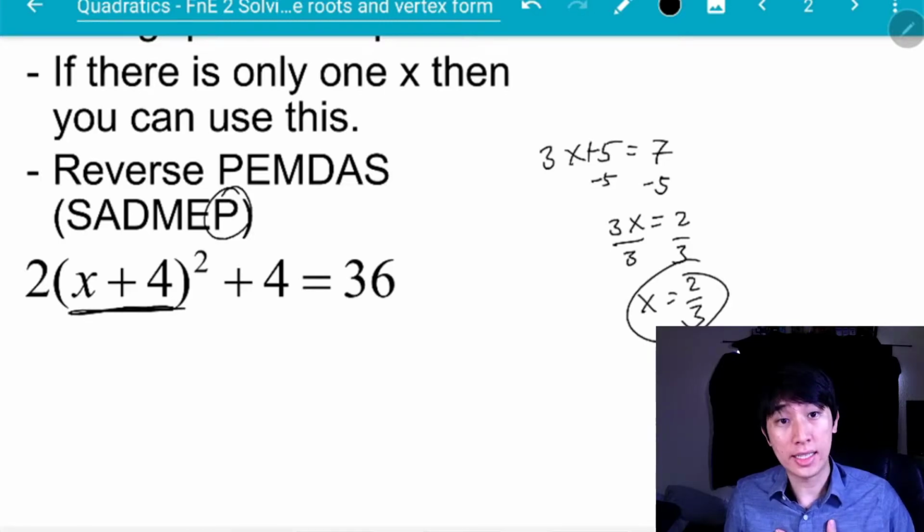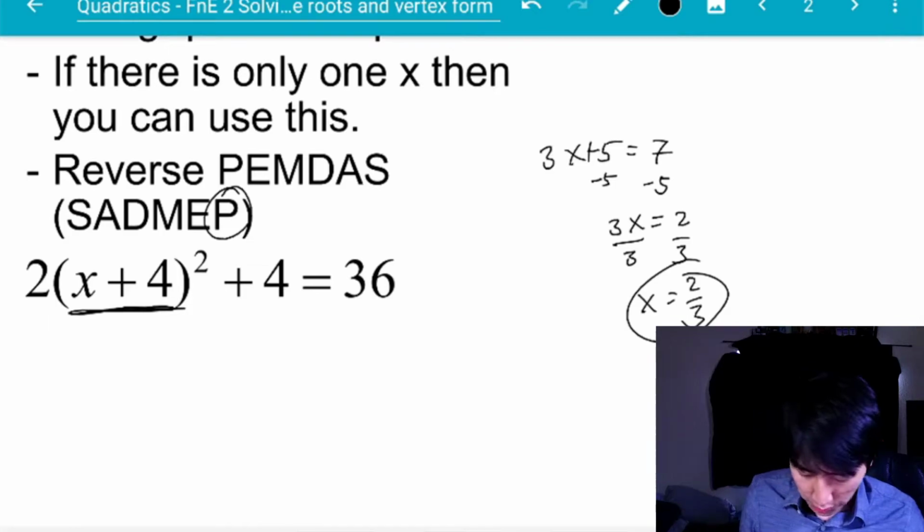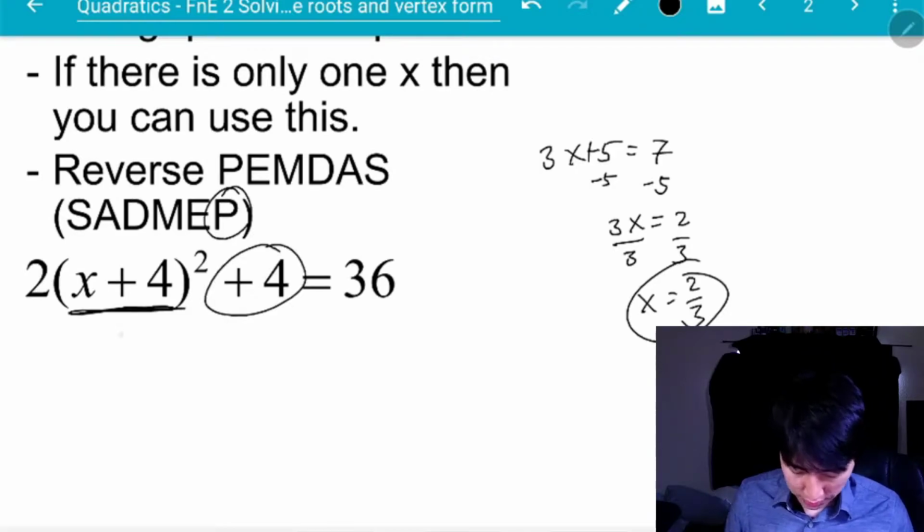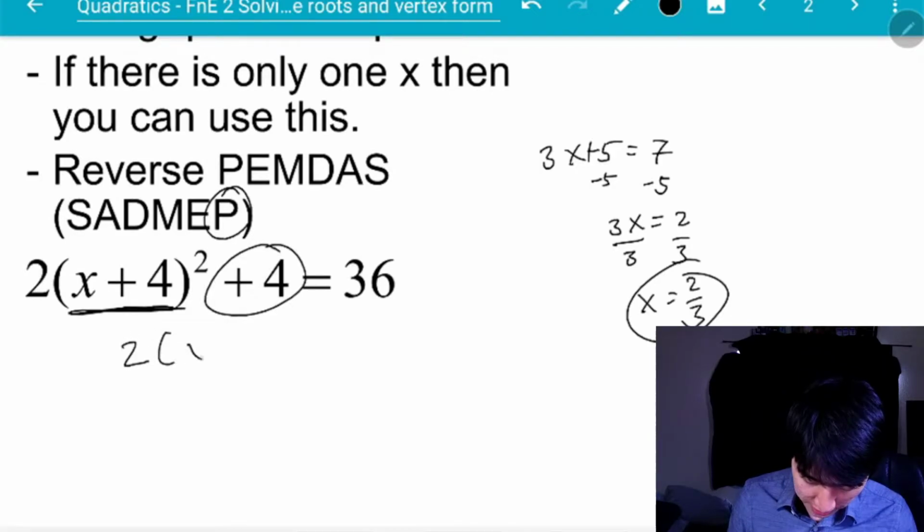One of the things that I said that makes life a little easier is we get rid of the things that are further. So what's further from my parentheses? Because that's the thing we're protecting. What's the furthest thing from my parentheses? That's the 4. So let's get rid of that. So we have 2 parentheses x plus 4 parentheses squared equals 32.